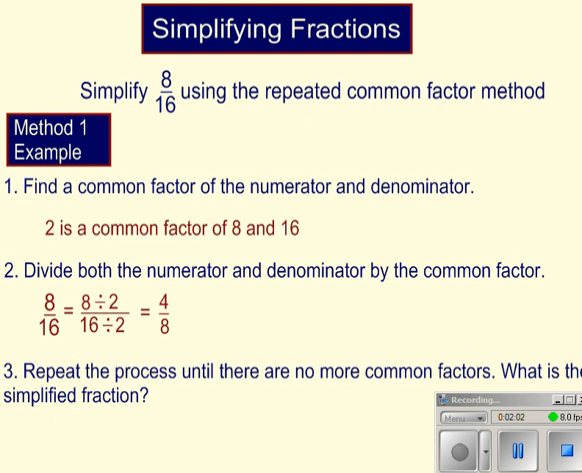Then what you want to do is look at that fraction, 4/8, and ask yourself, is there still another factor that both 4 and 8 share? If there is a factor that 4 and 8 share, you still do not have it in simplified form or reduced. So you are going to do it again. And 4 is a common factor of 4 and 8. And you can't see that on the bottom there.